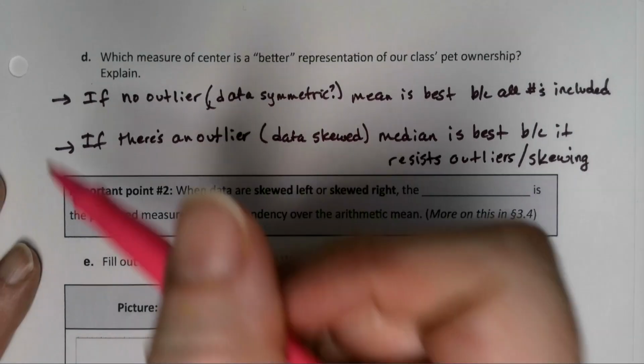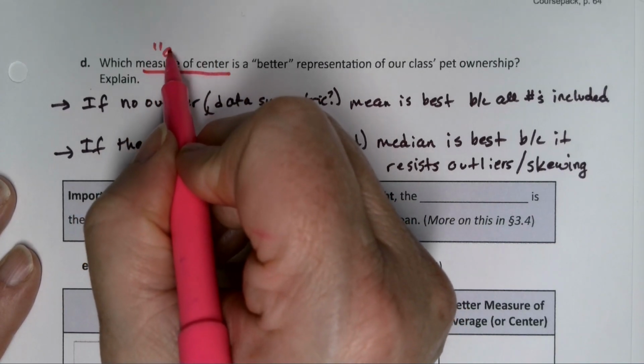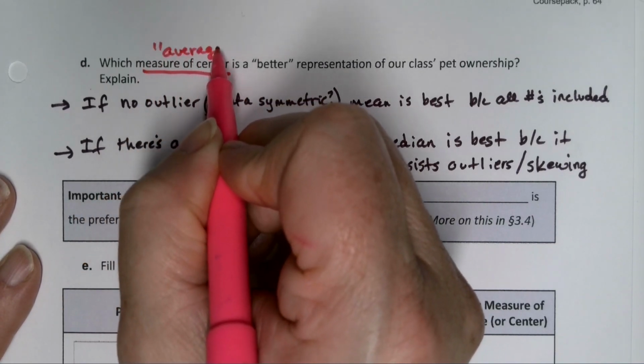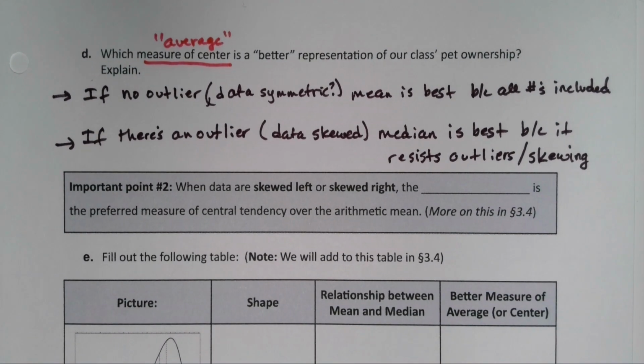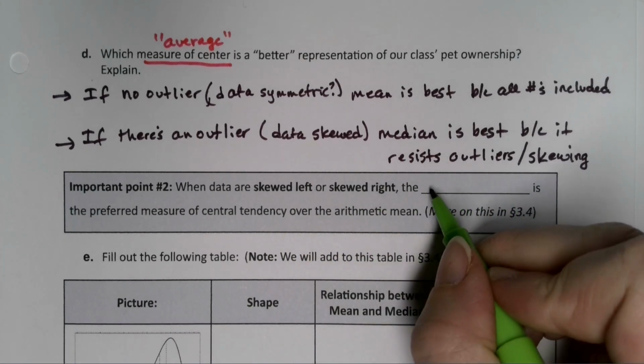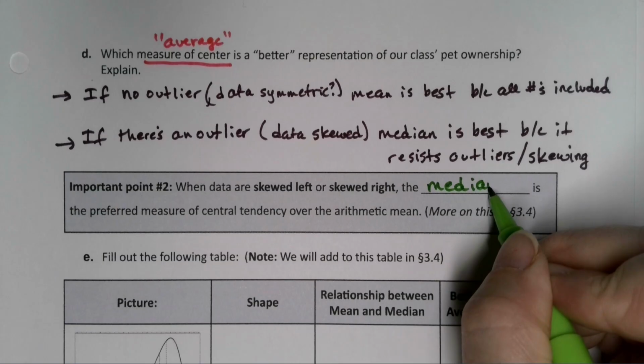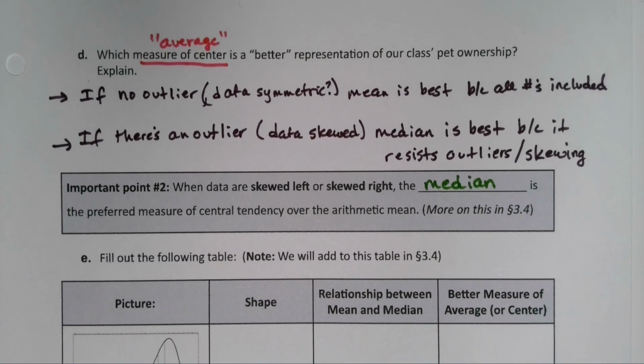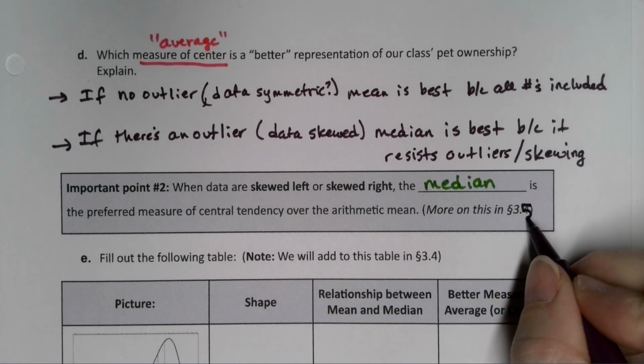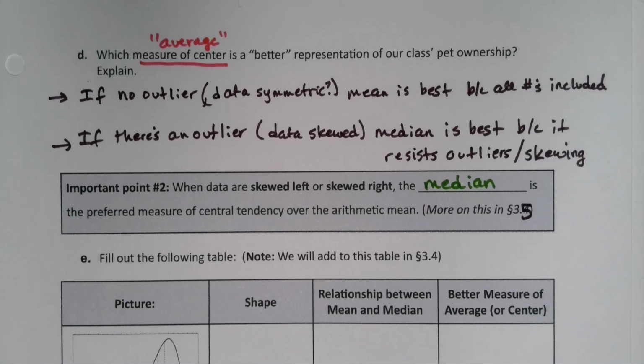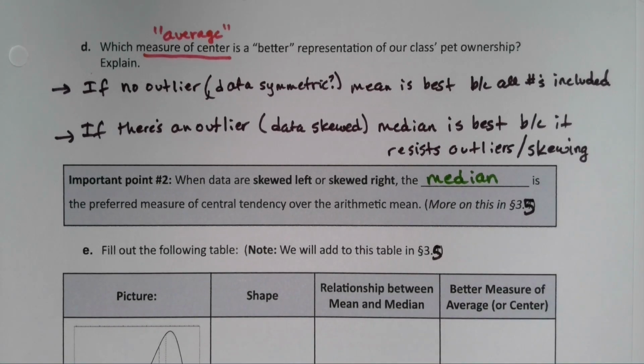Measures of center, by the way, is just another fancy word for average. So what's the center of our data set? What's the average for our data set? So that's important point number 2. When the data are skewed left or skewed right, the median is the better measure of center. We'll learn more about that in another section. Actually, it says section 3.4, but I think it actually means section 3.5. We'll add to this table in section 3.5. Sorry, that's a typo there. I'll fix that for later.